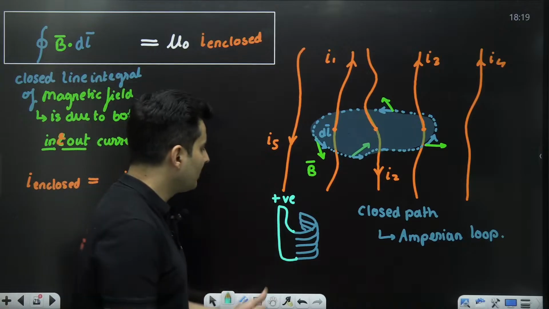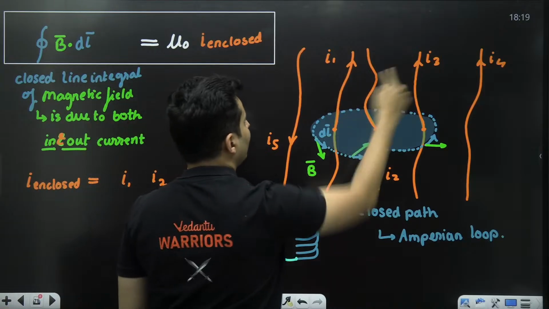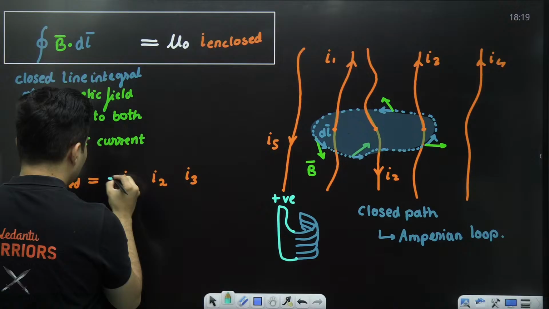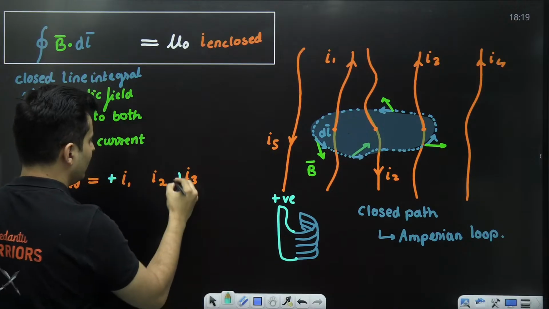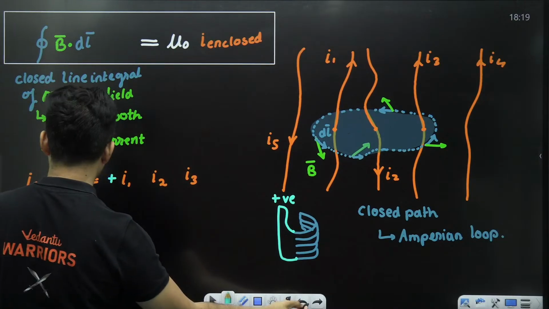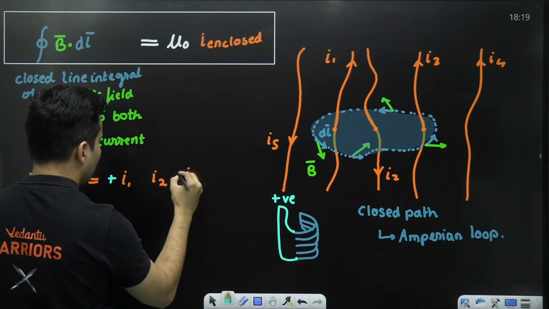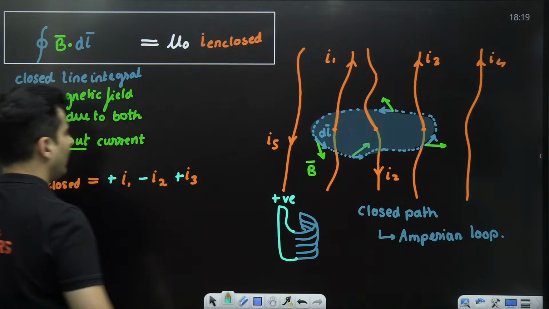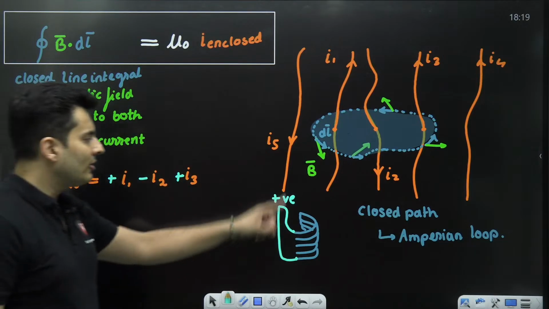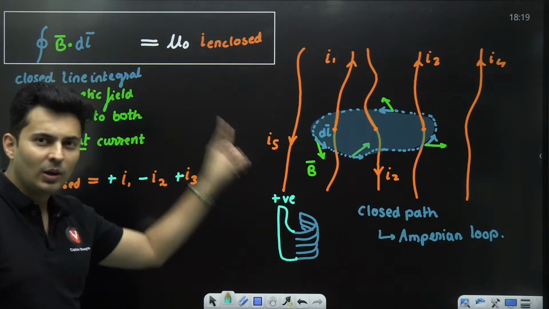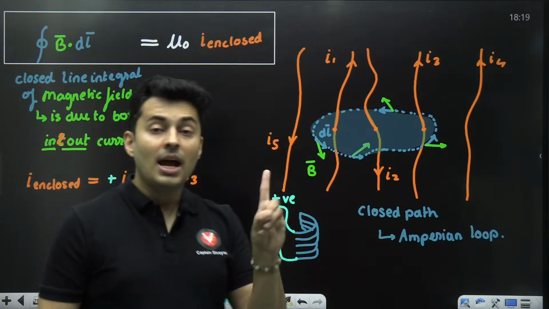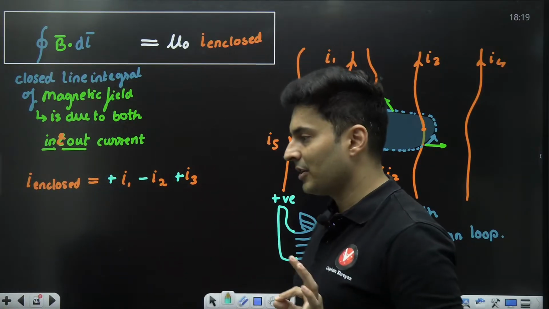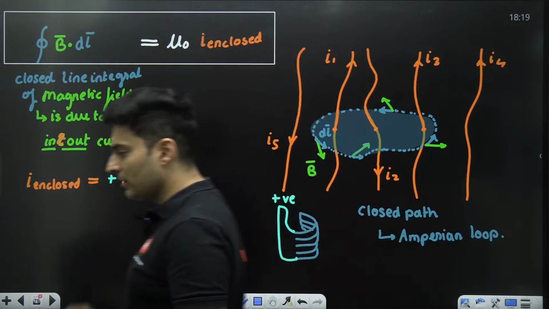If you notice, the thumb is going up, so I1 and I3 are positive currents, but I2 is going down, so that will be considered as a negative current. So you use your right hand thumb rule to figure out which current is in the positive direction and which current is in the negative direction. I hope this is absolutely clear.